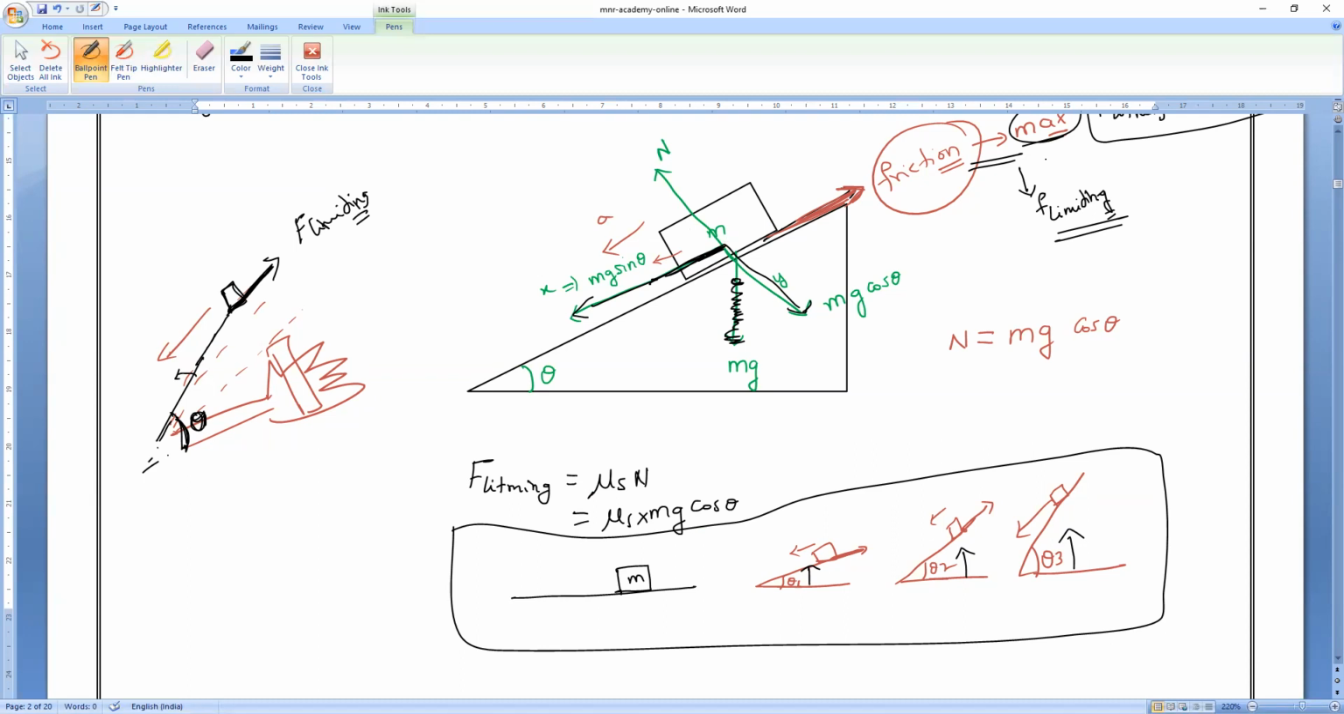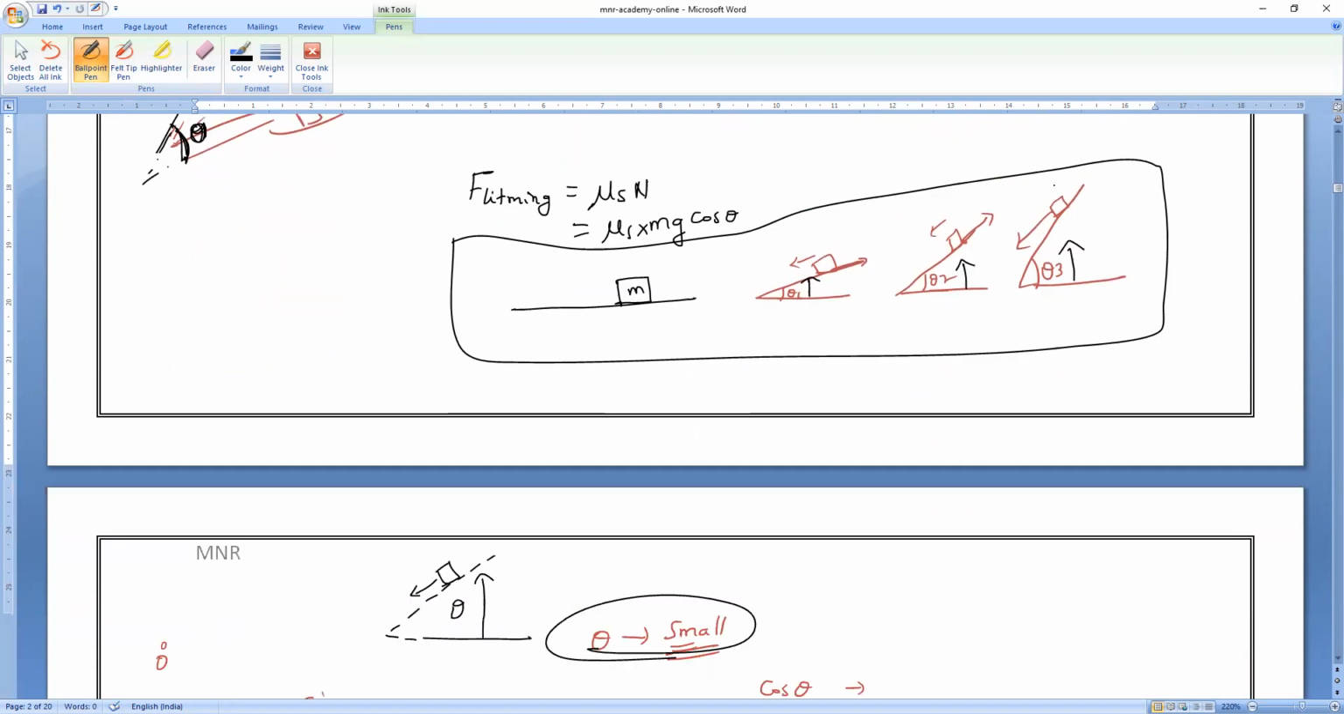So it is ready to slide, meaning by that time the friction is equal to what? Maximum. Am I right or wrong, everybody? The body is ready to move, but it is not moving. Means by that time, this is equal to the limiting friction. It is ready to move, but it's not moving.